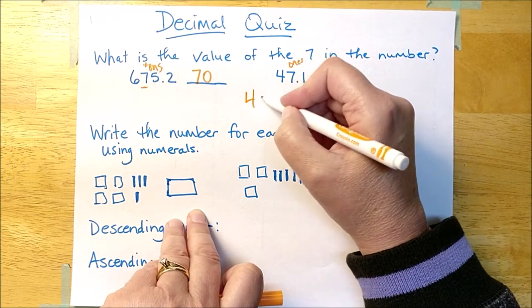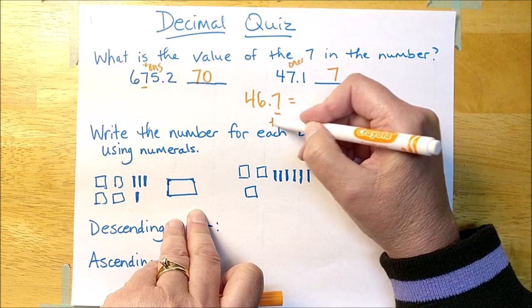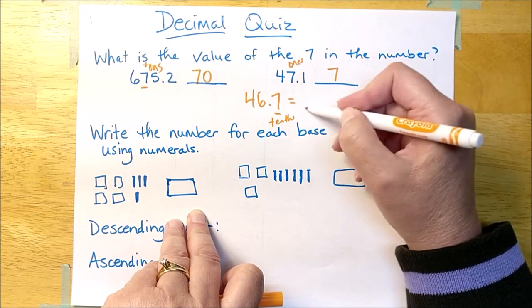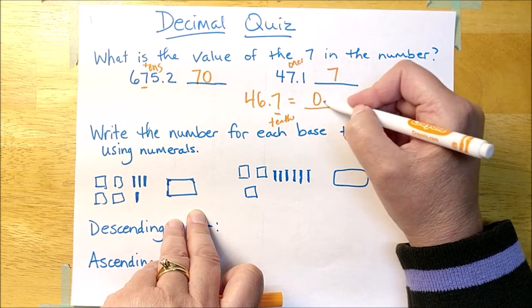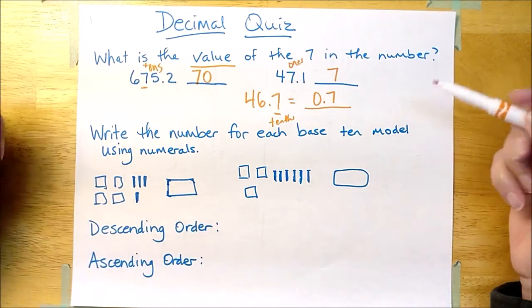If this was my number, my 7 is in the tenths place. So the value of that 7 is 7/10. So you want to tell what the value of it is. How much is it worth?